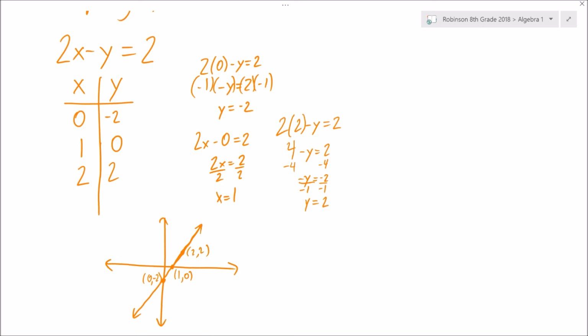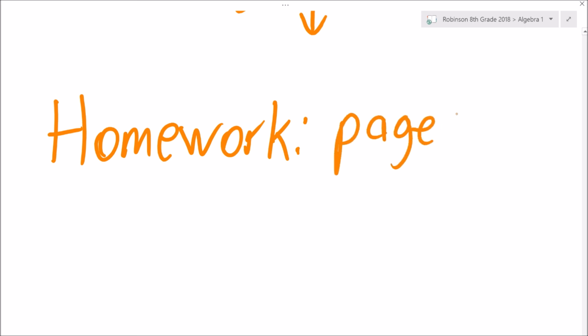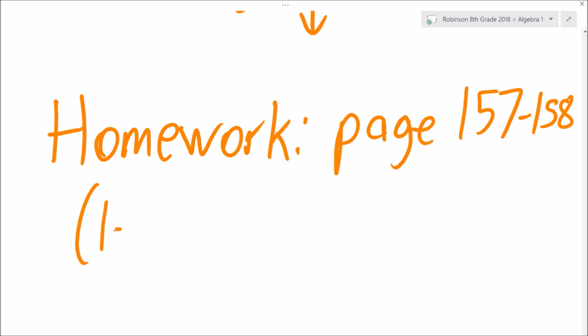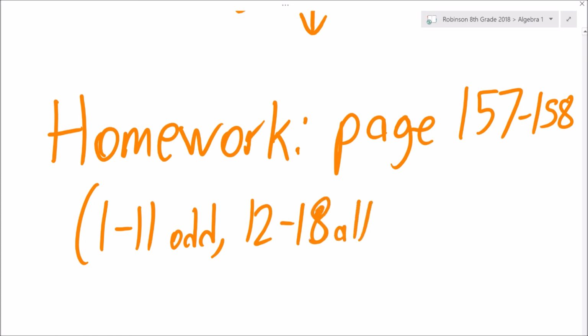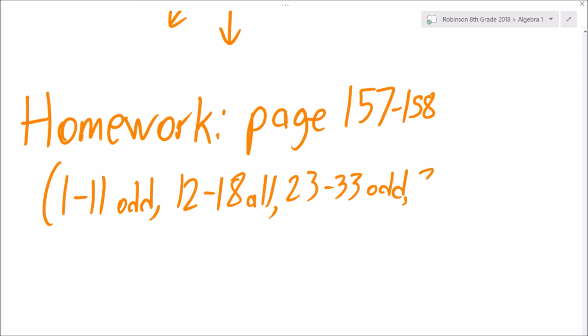Okay? So our homework, which you can now begin working on, is page 157 to 158, 1 through 11 odd, 12 through 18 all, 23 to 33 odd, and 36 to 40 even. Okay, get started on that.